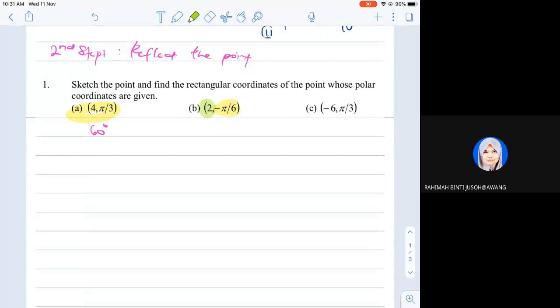Okay, we reflect just for the case of negative radius, negative R. For example, question C, ini baru you kena reflect. But for question B, no need for you to reflect. As long as the radius is positive. Kalau radius negative, baru you reflect. So basically for question 1B, okay.